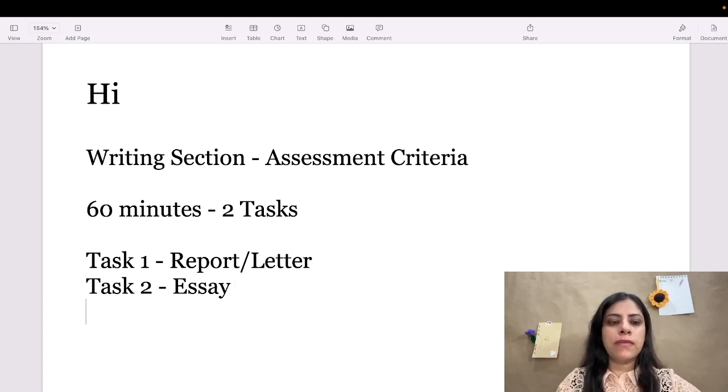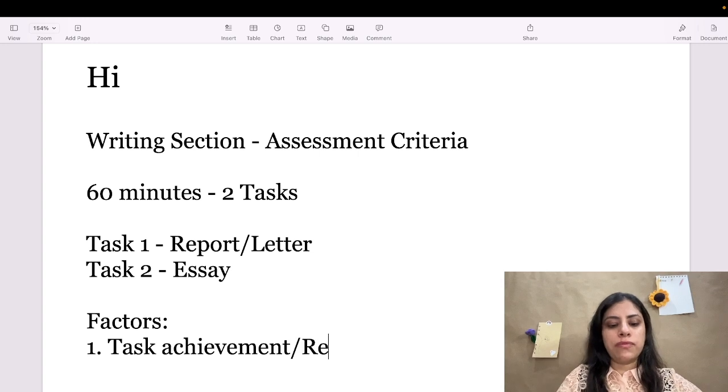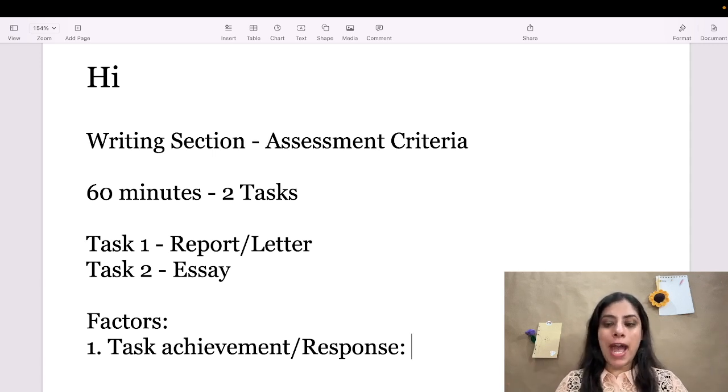It's an essay writing question where you have to write an essay on the given topic or on the given question. Now let's understand the factors on the basis of which you are judged and given an overall band score. The very first factor which I want all of you to pay attention to is task achievement or task response. Task response means how well you're responding to the given question. If the question is about oranges and you're talking about apples, then you're deviating and there is going to be a deduction in your band score.